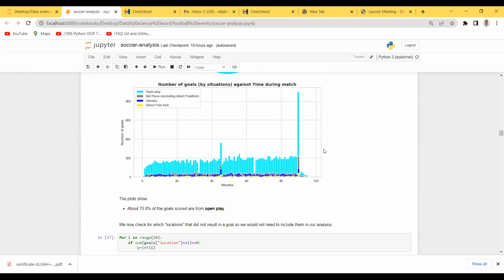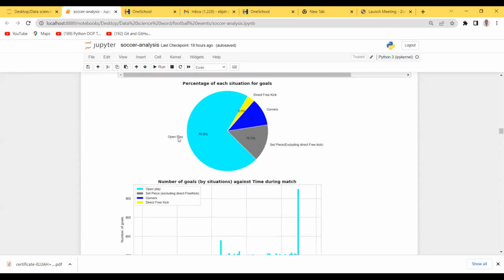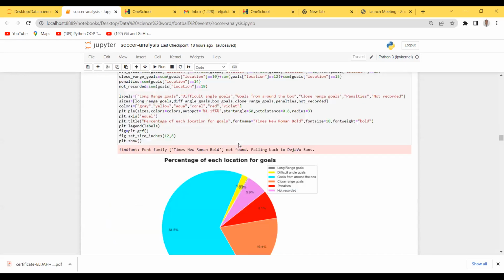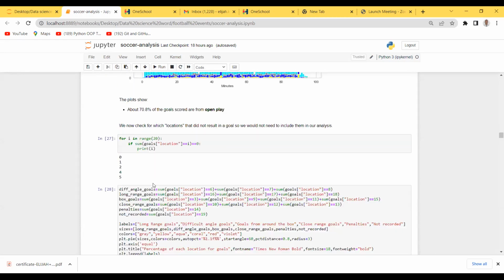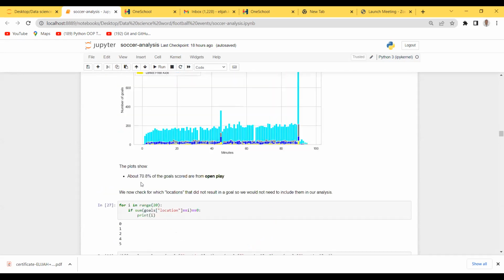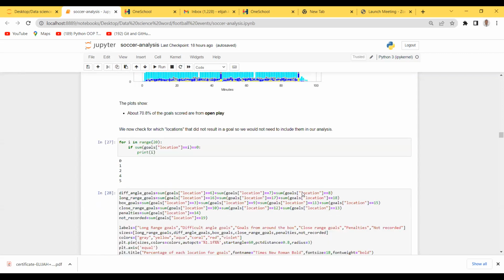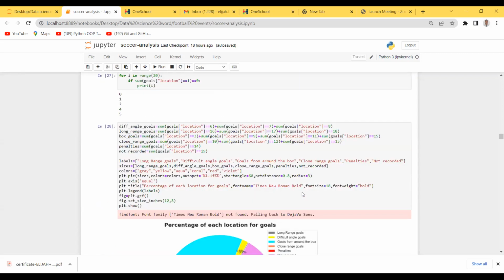This is the same thing being explained now using a histogram: number of goals scored against time during a match, but now by open play, the situation for the goals. As you can see, about 70.8% of the goals are from open play. Now let's go to the location of those goals.